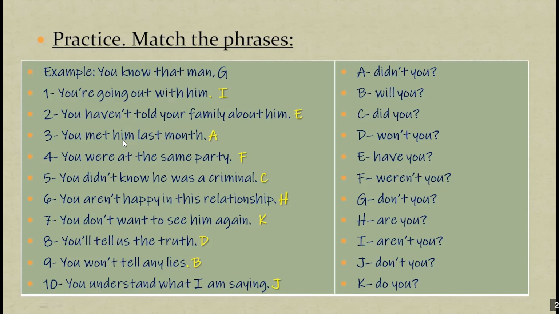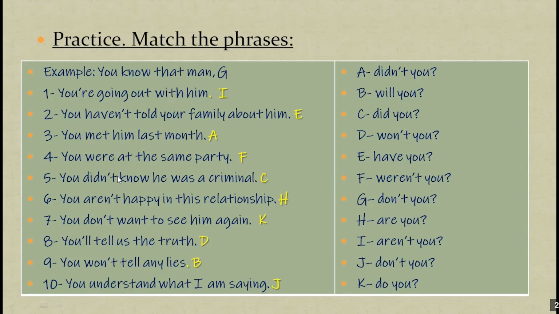You met him last month. This is the past. So we're going to use did. And because this one is affirmative, it's going to be negative. Didn't you? You were at the same party. Verb to be in the past. So we are going to use verb to be in the past also. But because this one is affirmative, it's going to be negative. Weren't you?